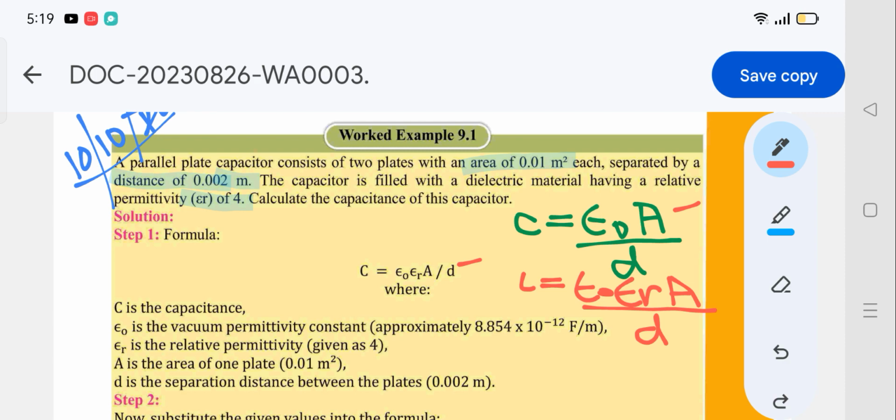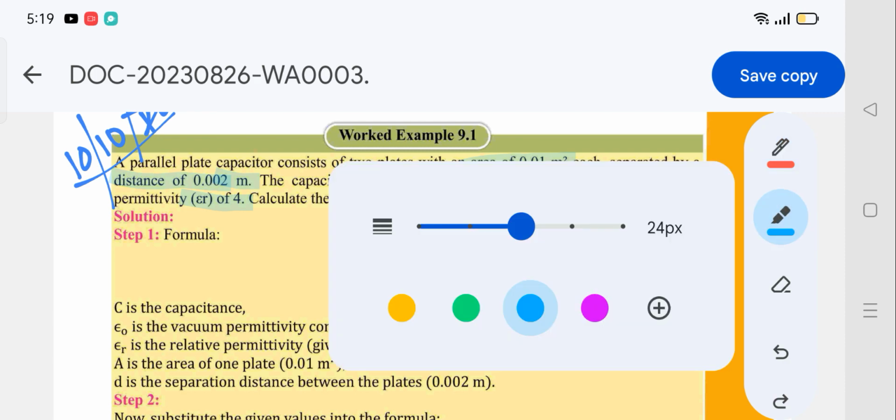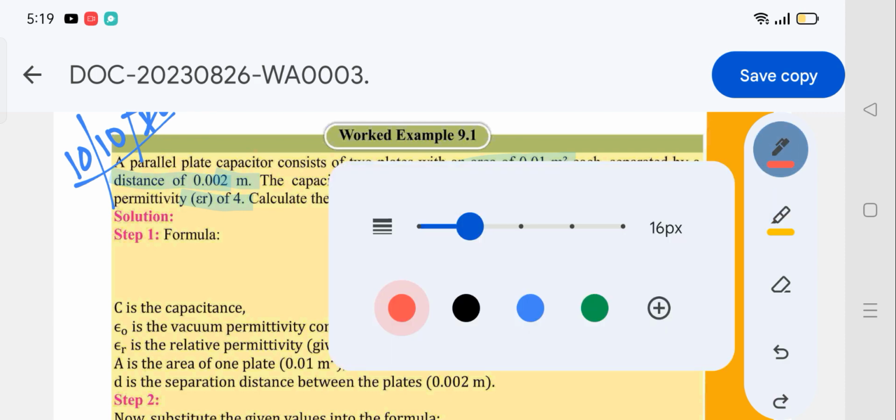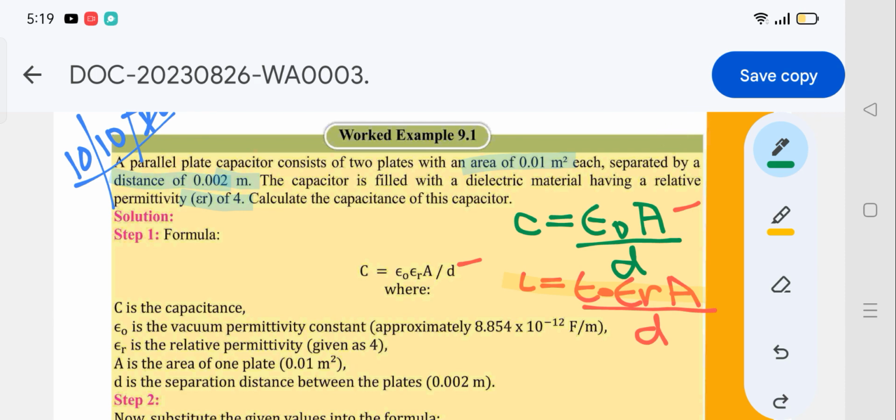So afterwards we got our formula that C is equal to epsilon naught into ER times into area per unit distance, right? So we have got our formula, now we just need to place our values in it and solve, right? So the first step of solving a numerical is always to write the data. They have started with the formula, and it is not a good practice at all.